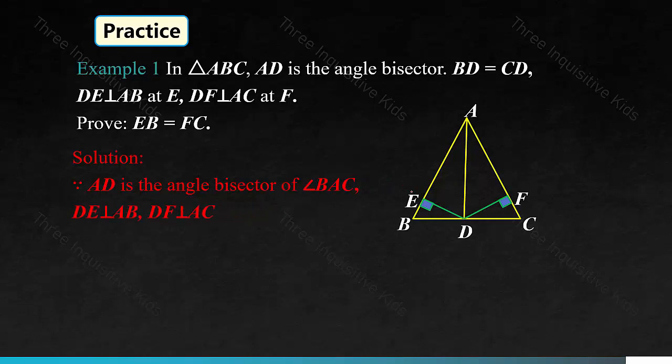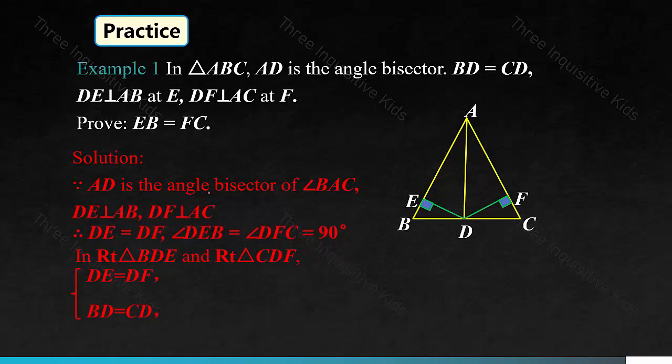Because we know that AD is the angle bisector of angle BAC and DE is perpendicular to AB and DF is perpendicular to AC, therefore DE equals DF, angle DEB equals angle DFC, which equals 90 degrees. In right triangle BDE and right triangle CDF, we have these 2 conclusions. Therefore, right triangle BDE is congruent to right triangle CDF using HL. That's a theorem we learned to find the congruence of triangles. Therefore, EB equals FC if they are fully congruent.